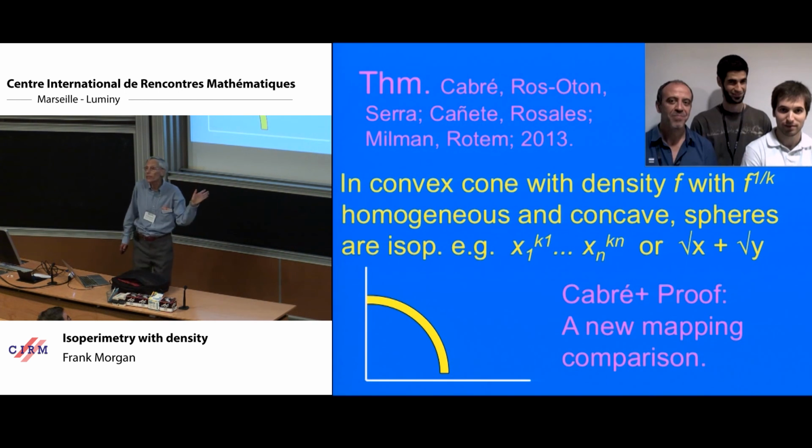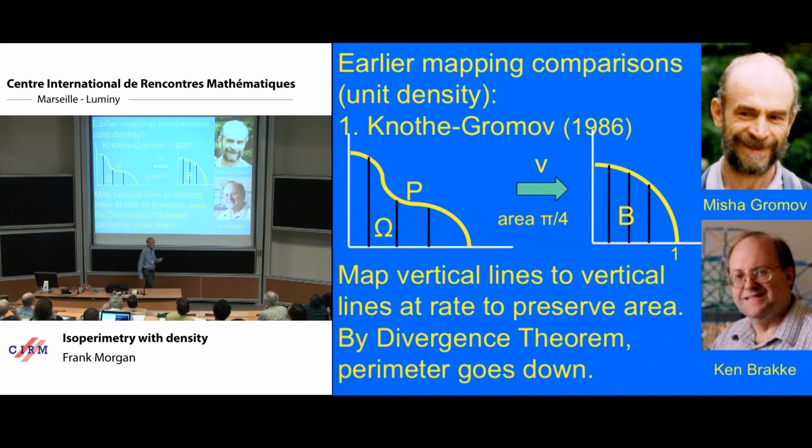Now, there were many of these around. Probably the most famous one is due to Gromov. He attributes the idea to Knothe, and Brascamp pointed out that it works in parts of convex cones, as well as in the whole space, where you do a certain mapping of vertical lines to vertical lines and preserving volume, something like that. It's not entirely satisfactory, and it's very ad hoc. It depends on the coordinate system. So it's not a very natural mapping.